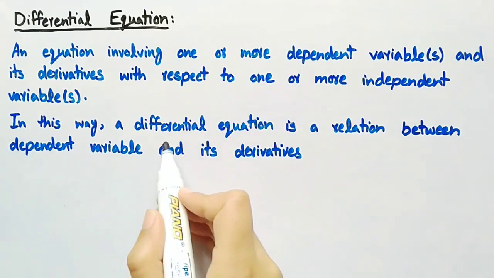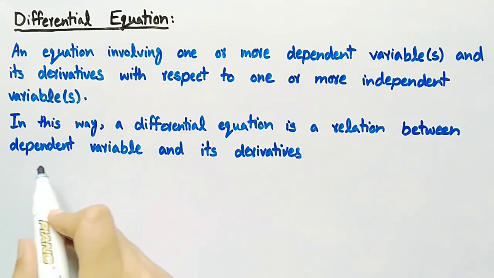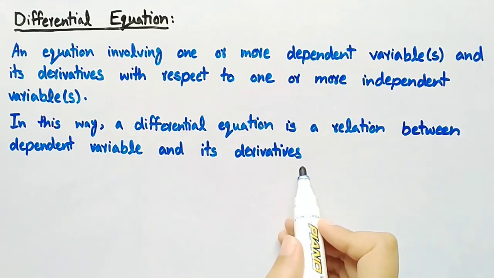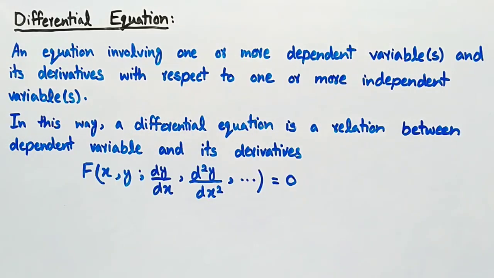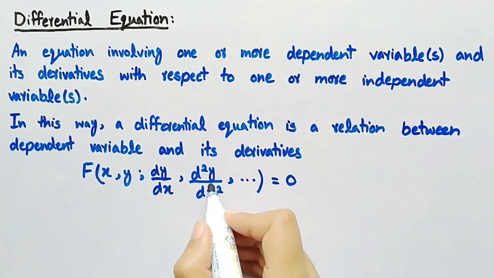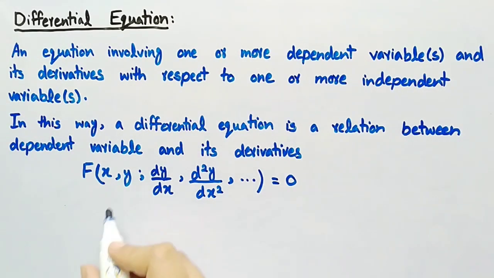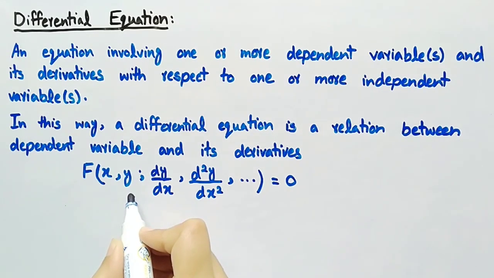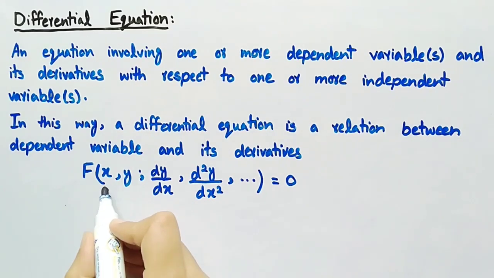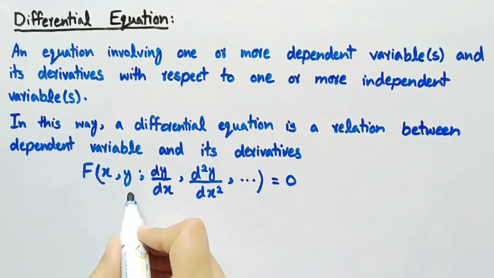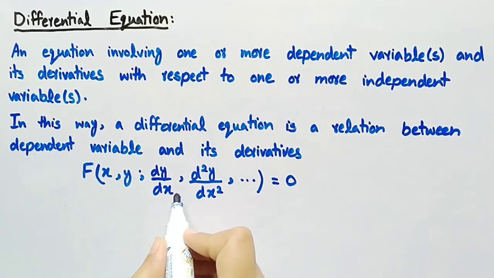In this way, a differential equation is a relation between a dependent variable and its derivatives. In general form, a differential equation can be written as f(x, y, dy/dx, d²y/dx², and so on) = 0. Here x is the independent variable and y is the dependent variable. So a differential equation is a relation between the independent variable, the dependent variable, and the rate of change of the dependent variable.